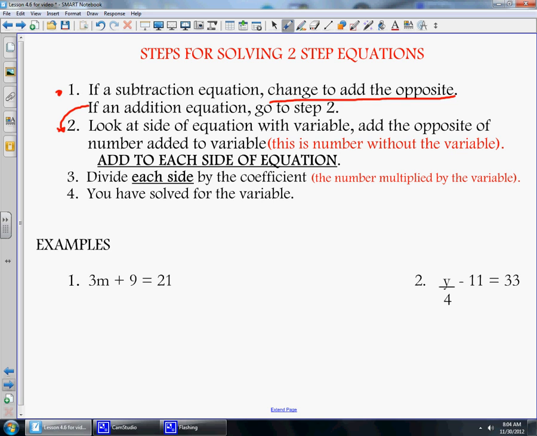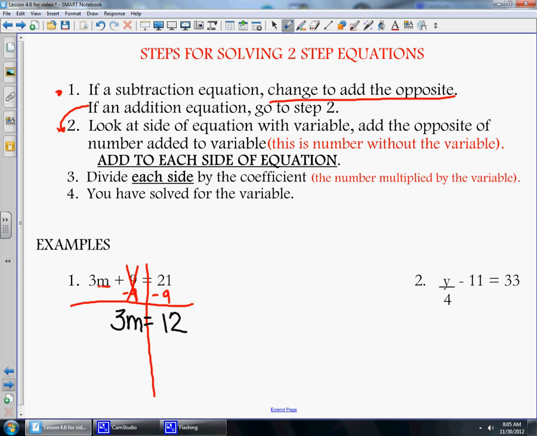So let's look at example number 1. First of all, it's an addition equation, so you can skip to step 2. We have to look at the side with the variable. So the variable's on the left-hand side because here's the m that we're trying to solve for. So we want to add the opposite of 9. So we're going to add negative 9 to each side. If we add negative 9 here, we have to add negative 9 here. 9 plus negative 9, or 9 minus 9, is 0. So on the left-hand side, we're left with 3m equals 21 minus 9, which is 12.